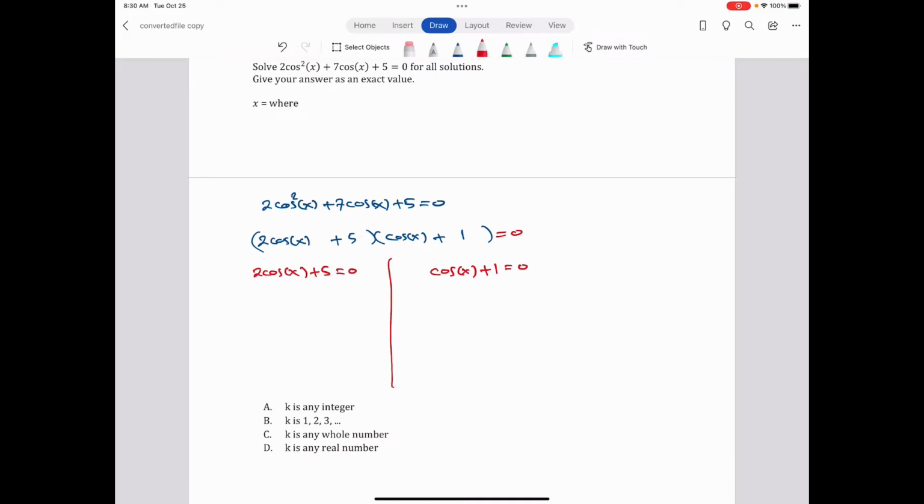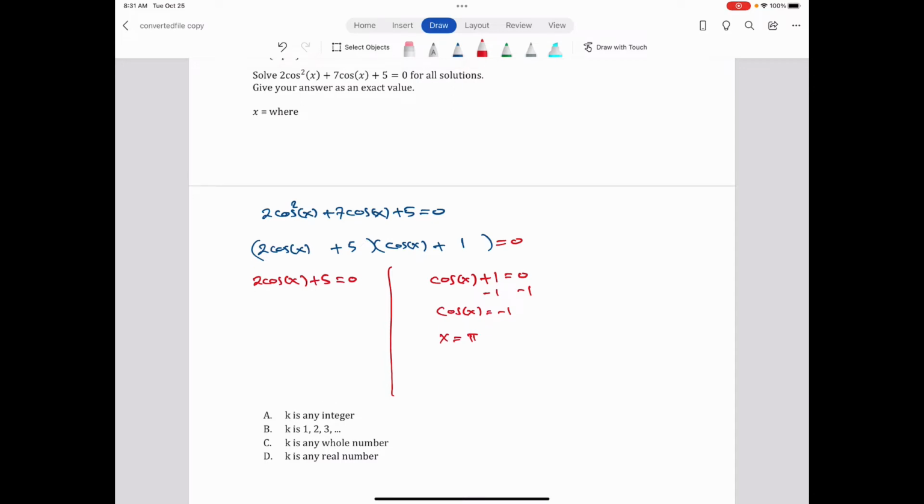Now I'm going to solve the second one first. Subtract 1 from both sides of the equation. Cosine x equals -1, so x is equal to pi. The first one, if I solve that one, subtract 5 from both sides of the equation. 2 cosine x equals -5. Divide by 2. Cosine x equals -5 over 2.